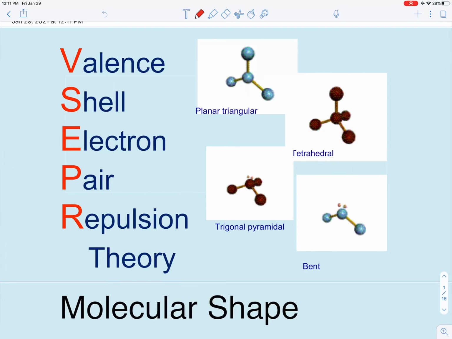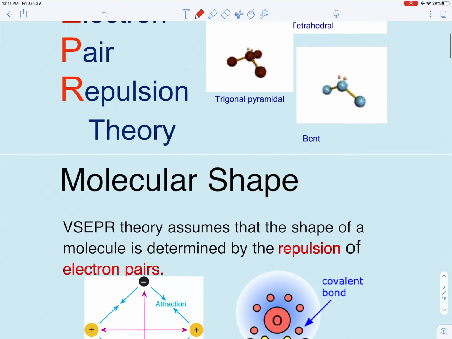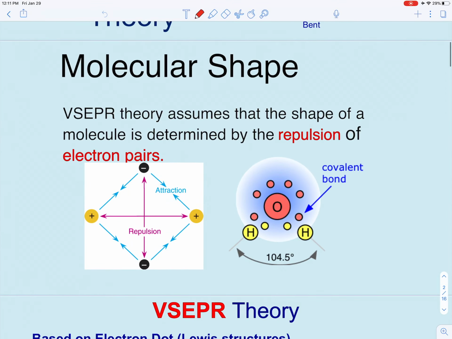Hey everyone, today we are talking about VSEPR, or valence shell electron pair repulsion theory. So really that's just another way of saying shapes. Okay, so VSEPR can predict molecular shapes. How does it do that?